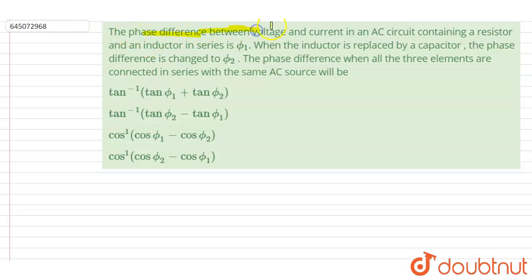Hello everyone. Phase difference between voltage and current in an AC circuit containing a resistor and an inductor in series is given. It is phi 1. When the inductor is replaced by a capacitor, the phase difference is phi 2. The phase difference when all the three elements are connected in series with AC source will be.